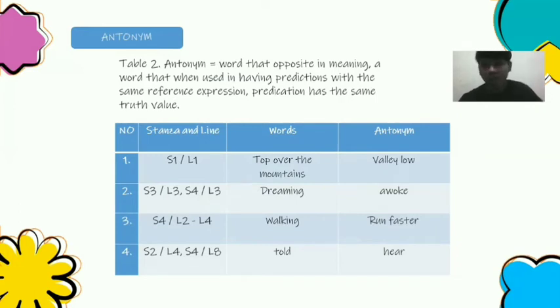Okay, next is walking. I found the opposite meaning is run or run faster. So first, in stanza 4, line 2, I found the lyric says walking, and then I found the word run. So it has opposite meaning. And the last is here. The word told, and here why I put it in antonym, because told means like mengatakan, while the other here is like mendengarkan, so they have opposite meaning, so I put it in antonym. Okay, next.